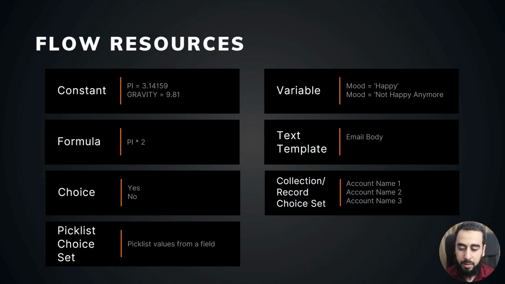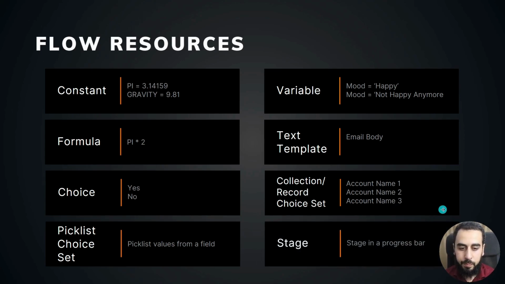We also have a pick list choice set, and this is where you specify an object and then you specify a pick list, and whatever that pick list got, then these are the choices that are returned. And then we have a stage, and this is used when you add a progress bar on a screen in a screen flow. You set the stage before the screen, and then it's going to show up on that progress bar.